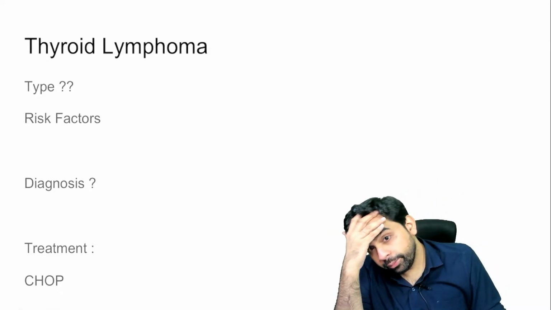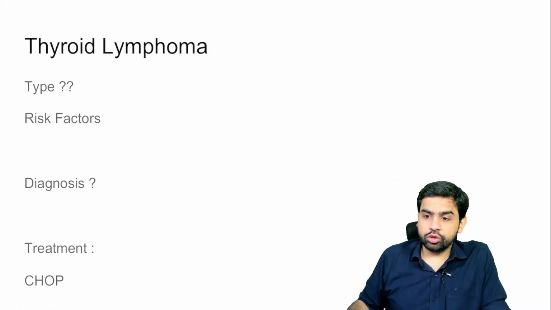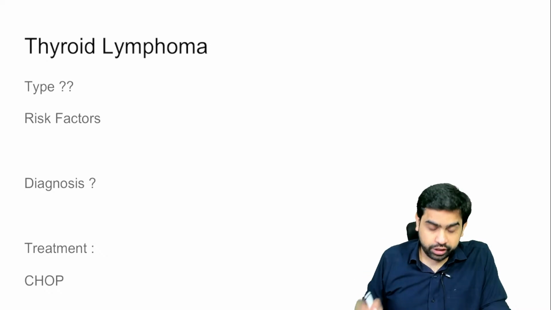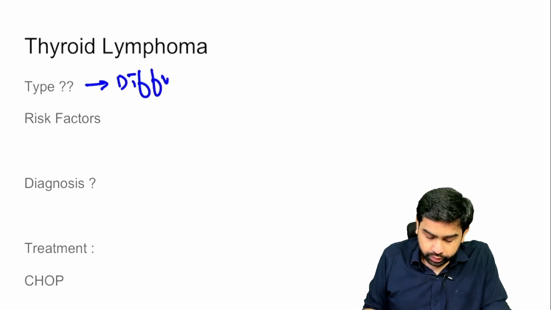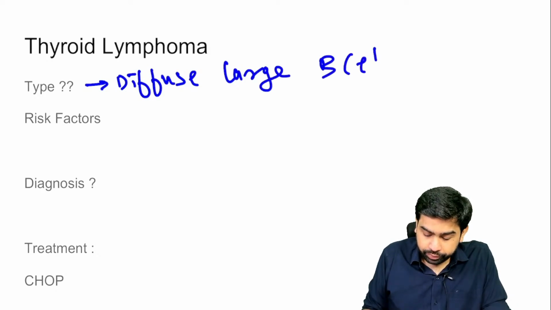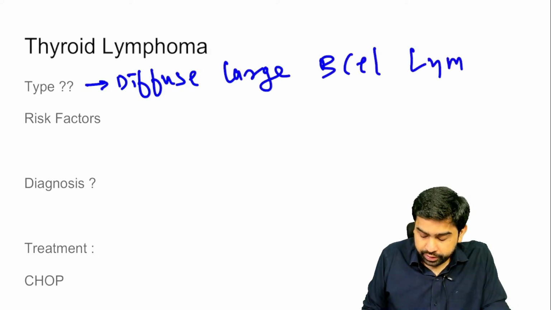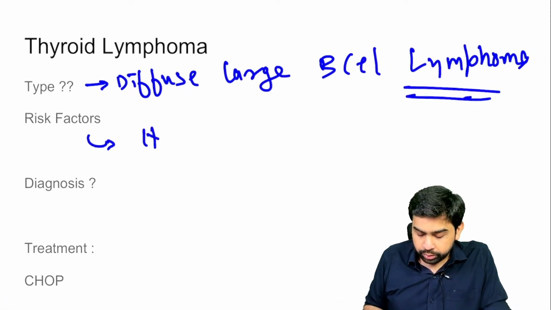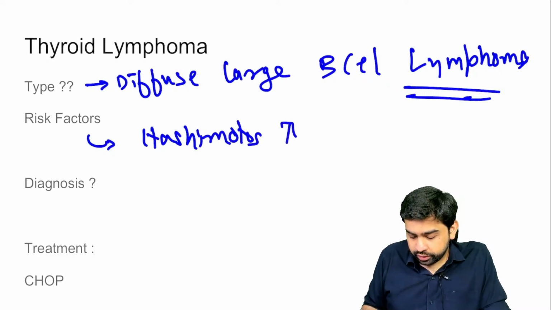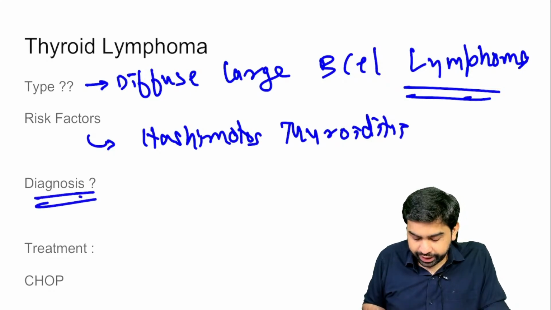Now, thyroid lymphoma. What type of thyroid lymphoma occurs over here? Is it a B cell or a T cell? Please try to understand, it is a diffuse large B cell lymphoma. What you basically get over here is a diffuse large B cell lymphoma. What is the risk factor? We just talked about Hashimoto's thyroiditis.